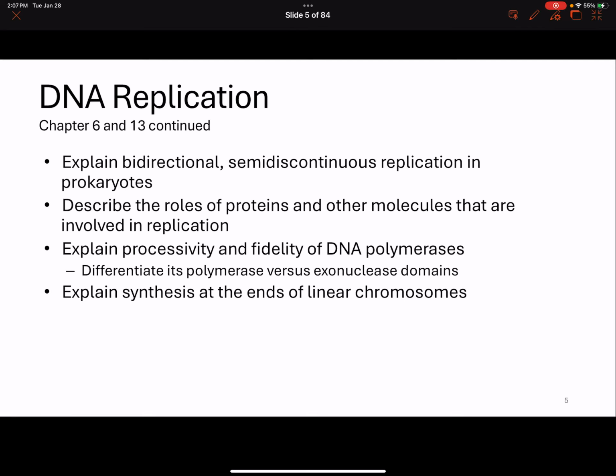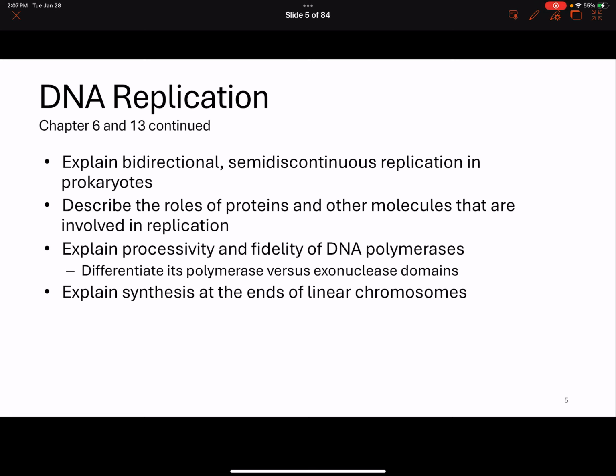Right, so we're going to start with DNA replication, focusing on things that you read from chapter 6 and 13. We're going to start off by talking through the models for DNA replication, focusing on the conservative, semi-conservative, and dispersive models that led us to understand how DNA replication occurs in cells.